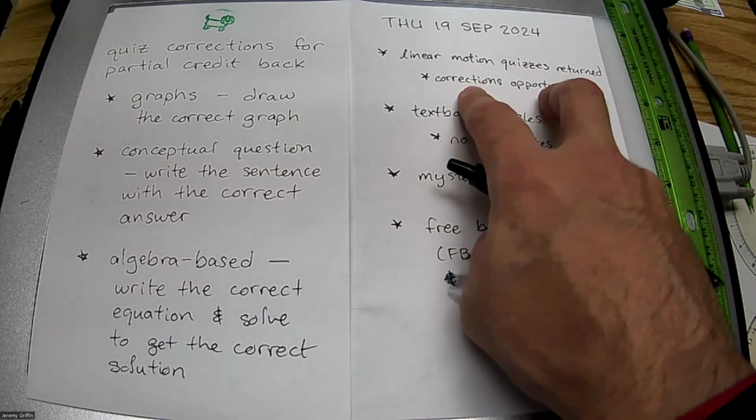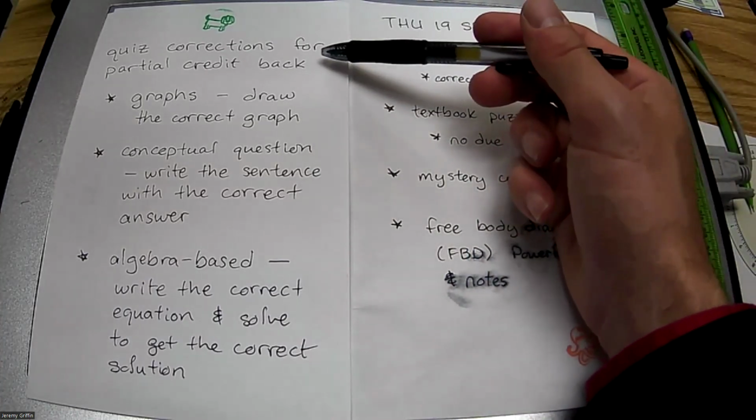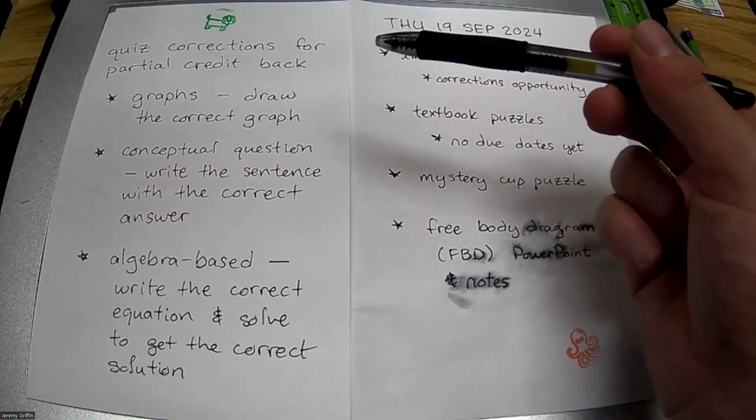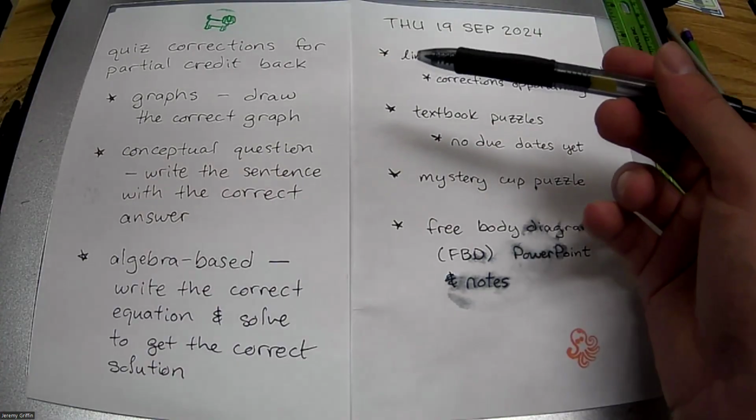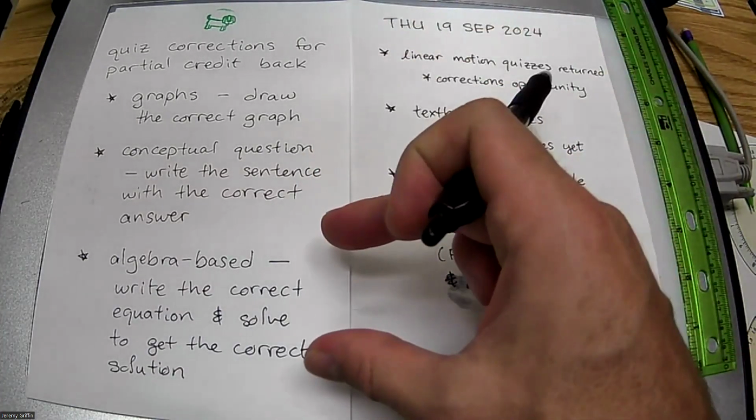All right, so corrections opportunity. I threw this on the board a few days back. Let's go over this again. If you missed some quiz questions and you want partial credit back, here's how you can do that. You can take a separate piece of paper and write out the correct solutions for all the puzzles that you missed. There are three main types of questions I ask.